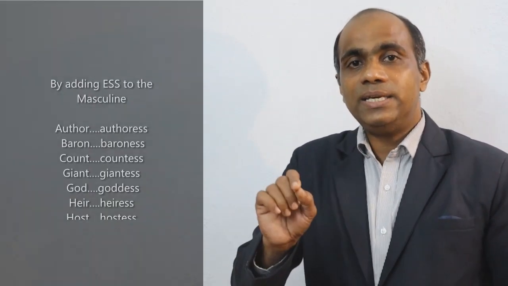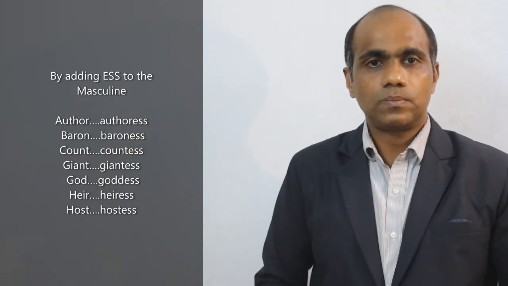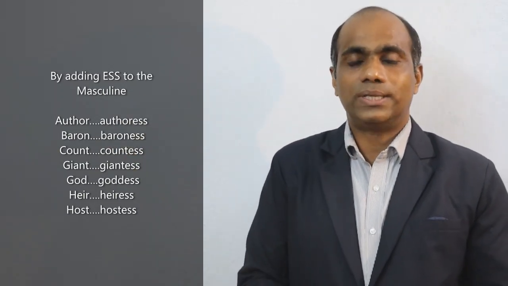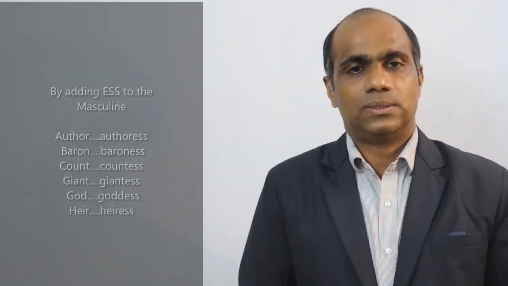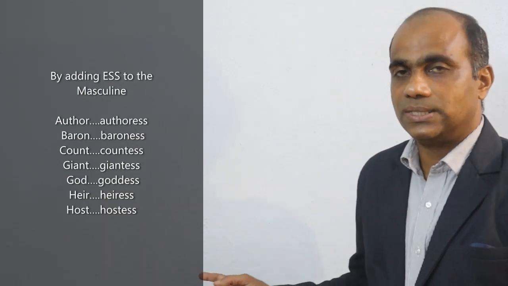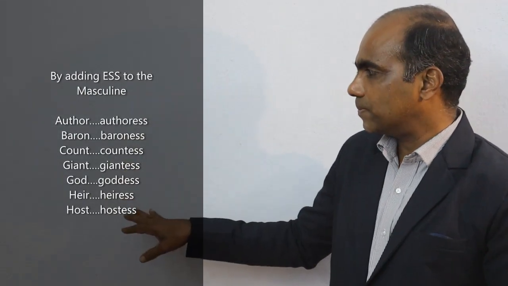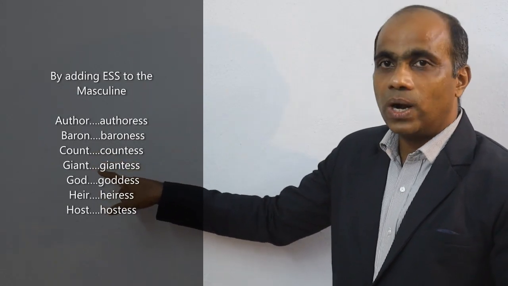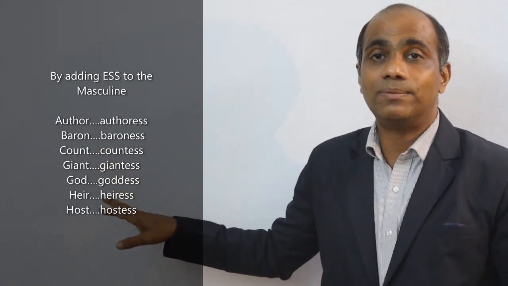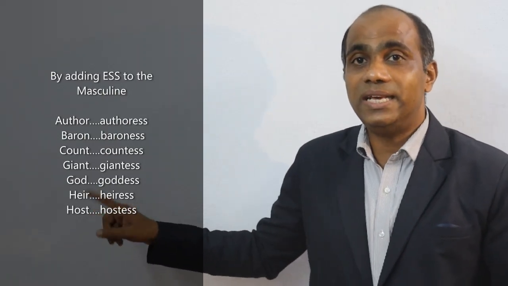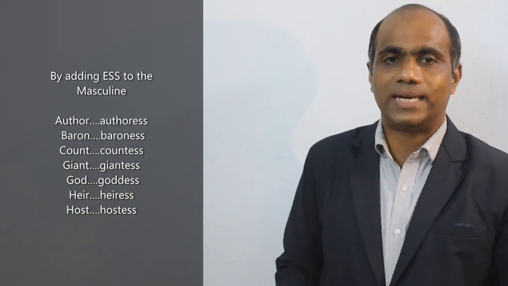By adding ess to the masculine, first we are going to see that. Author, authoress. Baron, baroness. Giant, giantess. See one word here, God, goddess. Here one more D is added. That is an exception. Otherwise we don't have any additional letter there, but it's an exception for that.